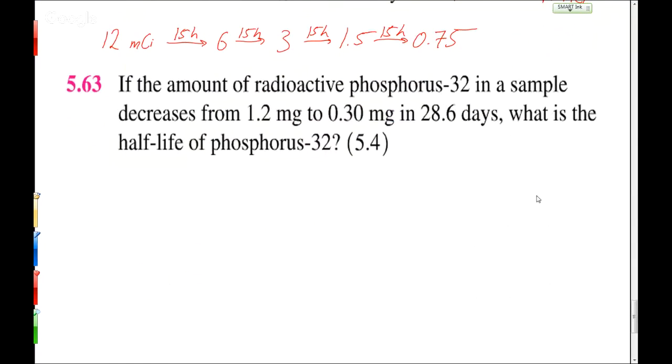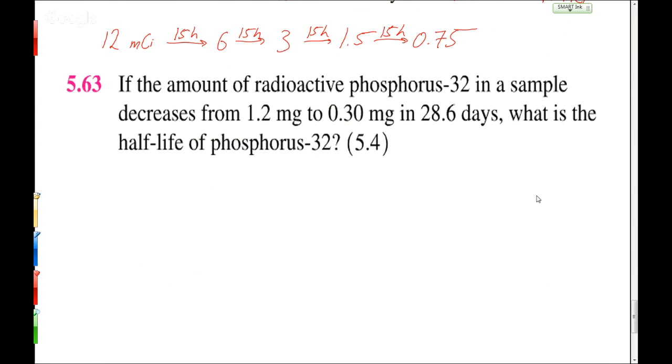If the amount of radioactive phosphorus 32 in a sample decreases from 1.2 milligrams to 0.3 milligrams in 28.6 days, what is the half-life of phosphorus 32? I've asked this problem on a quiz or exam before, and people try to do all kinds of crazy stuff. They'll divide 1.2 by 0.3, or they'll divide it by 26.8 days, or they'll take the difference of the two and divide by 26. You can't do any of that kind of stuff with these types of problems because it's all about cutting it in half over and over again.